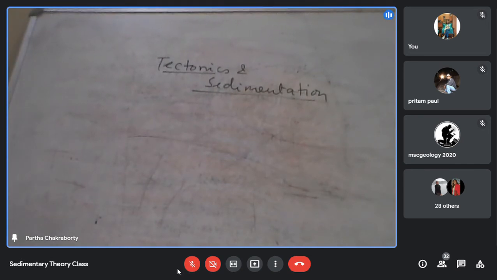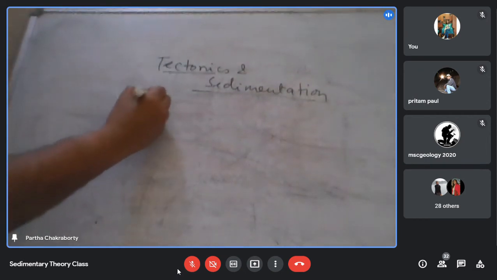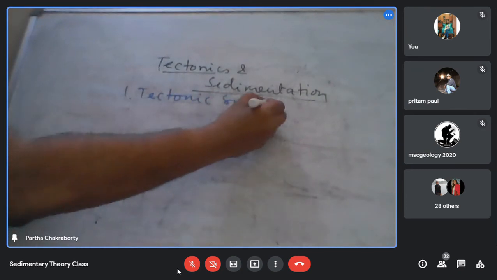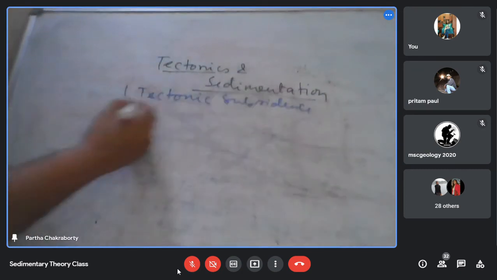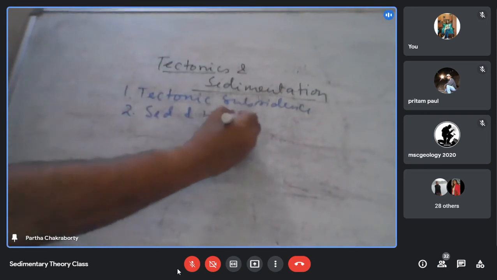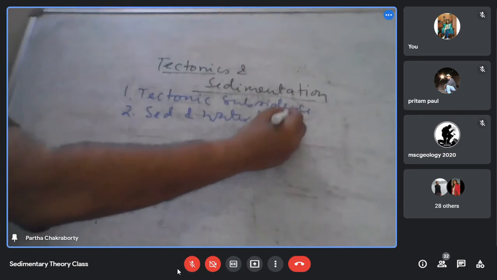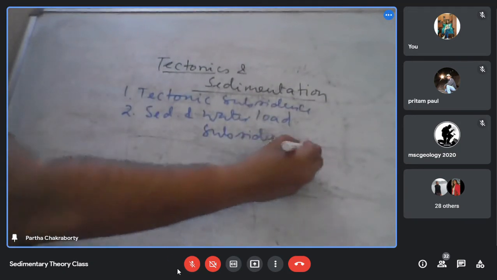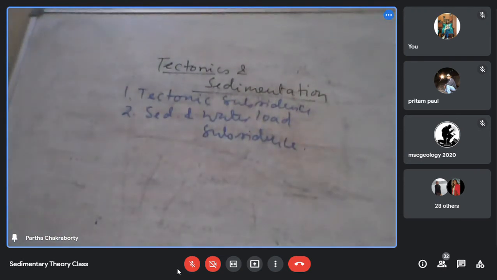And the subsidence in a basin is basically of two types. One is tectonic subsidence. Number two, sediment and water load subsidence.